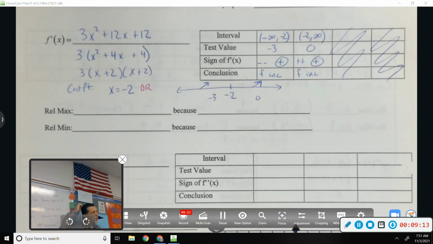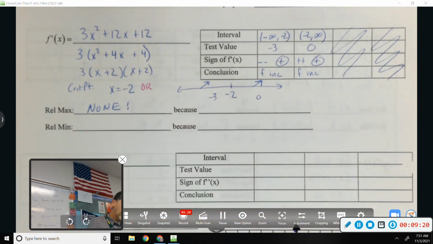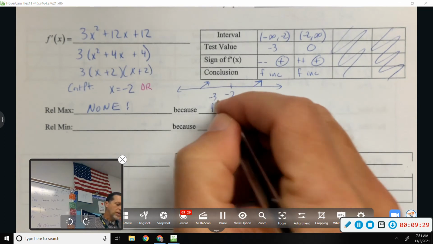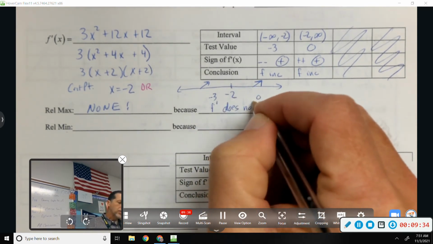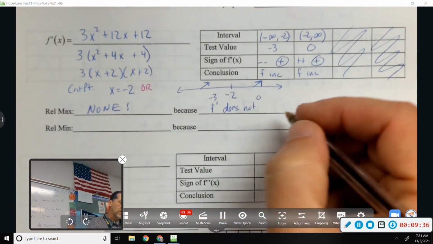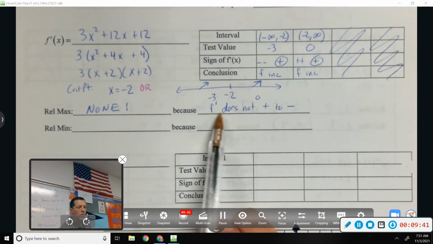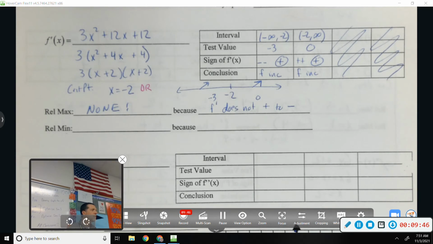So where is there a relative max? There's not one. And I don't know, it still says because. Why would you say there's not one? F prime doesn't change. I guess we could be real specific and say F prime does not change positive to negative. If you wanted to say because F is always increasing or because F prime is always positive, that would be a fine reason there too.